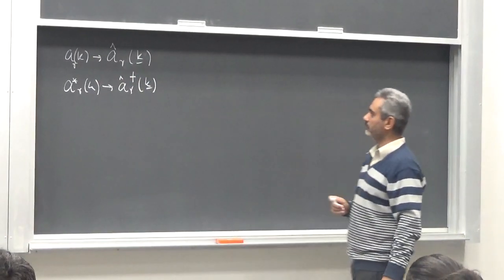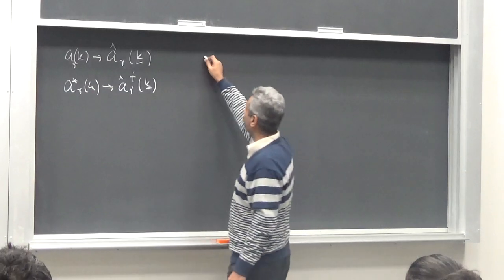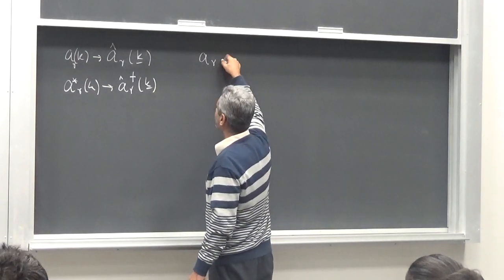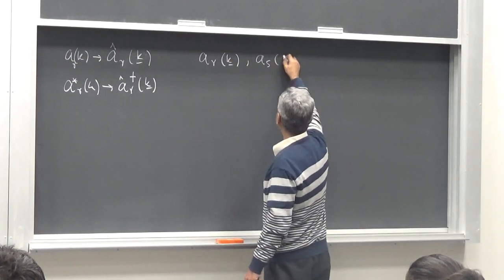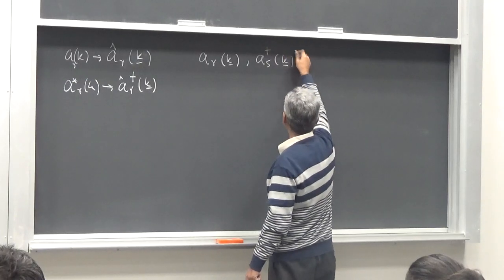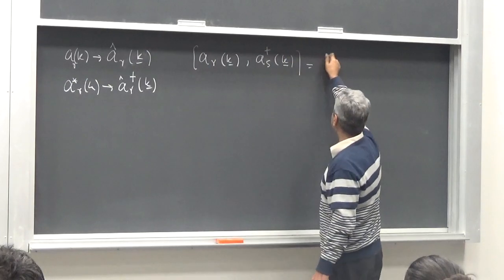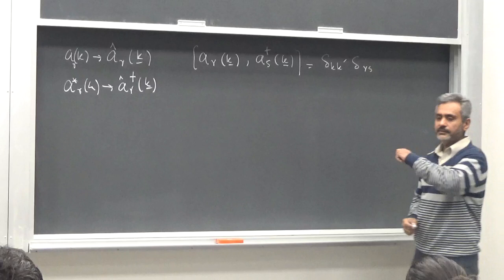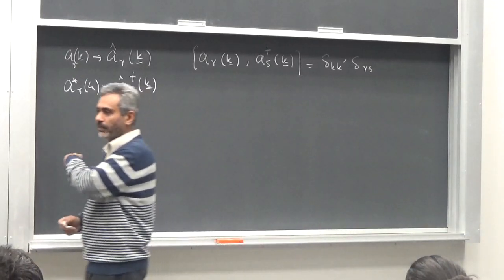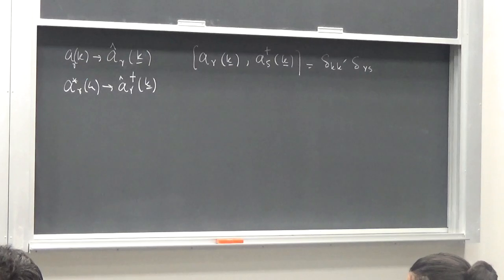I'm not going to be putting hats anymore. And then you say, okay, A_R of K and A dagger_S of K prime, this is just delta KK prime, delta RS. You see, since we're working with these boundary conditions in a finite volume, it's very easy to work with these things. Otherwise, they'll become Dirac delta functions. They're just harder to think about. Okay, so this is just easy.